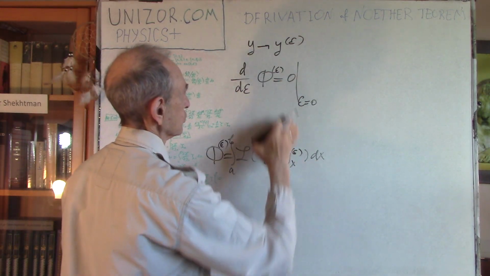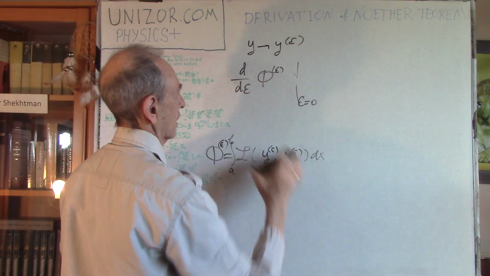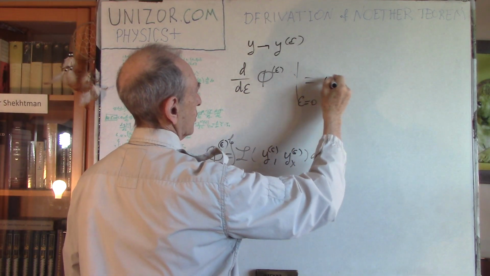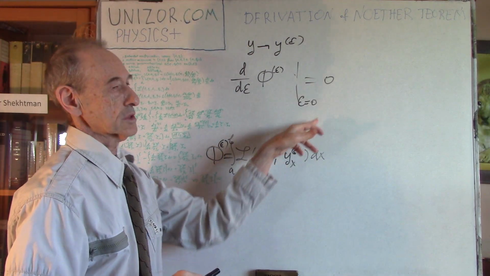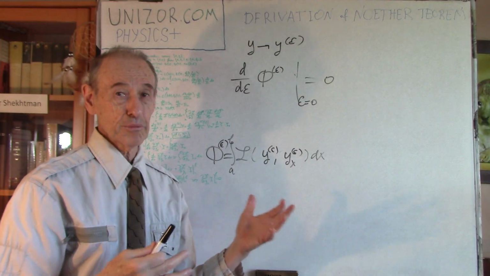I probably should say it differently, I'm sorry. This should be equal to 0, like this. So now, why do I put epsilon equal to 0? Well, we are talking about any point.